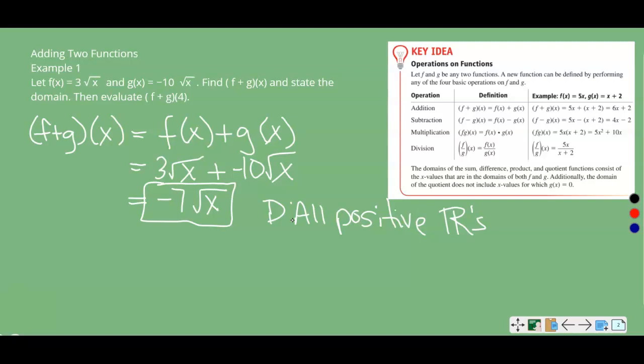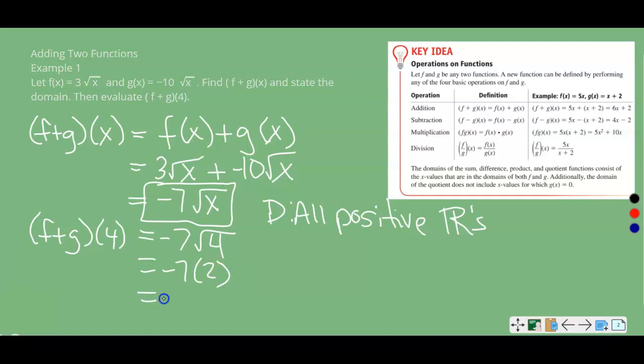And the last part says evaluate f plus g of 4. All we have to do is substitute 4 in for the variable. So I'm going to have f plus g of 4, and my x becomes the 4. We have negative 7 times the square root of 4. We know the square root of 4 is 2. So negative 7 times 2 is negative 14. So f plus g of 4 is negative 14.